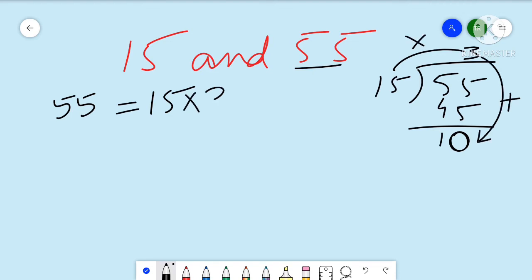Okay, so 15 into 3 plus 10. Done. So here, is our remainder 0? No, it is 10. Our remainder here is 10. So the sum is not over. This time we will select these two, our divisor and our remainder. So what will we do?